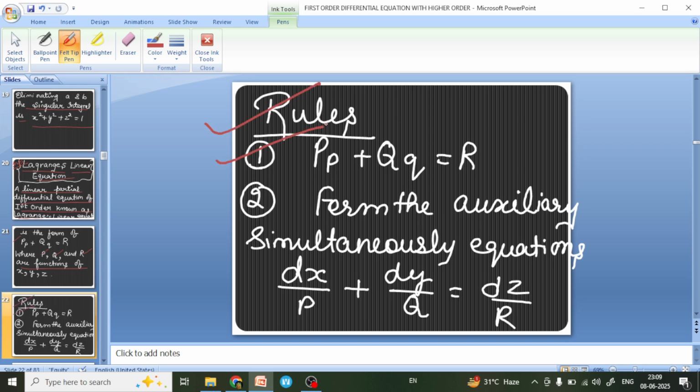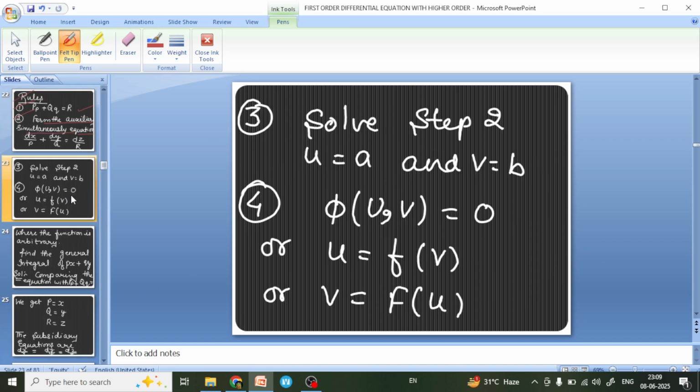First of all, you have to check whether the equation is given in this format or not. Then form the auxiliary simultaneous equations: dx over P equals dy over Q equals dz over R. Third step, solve step 2 to get u is equal to a and v is equal to b. Then step 4, phi of u comma v is equal to 0, or you can say u is equal to a function of v, or v is equal to capital F of u.